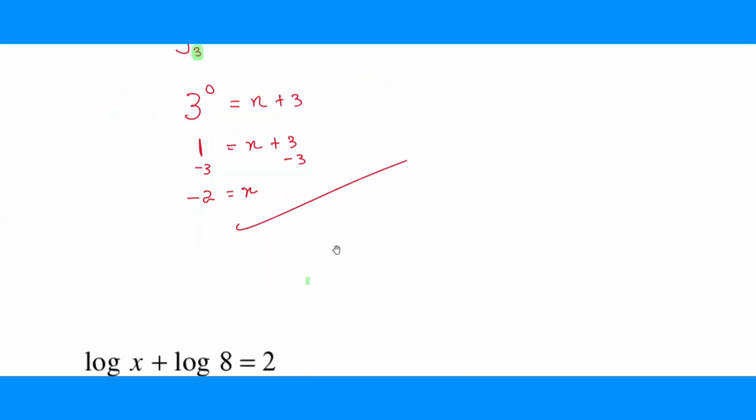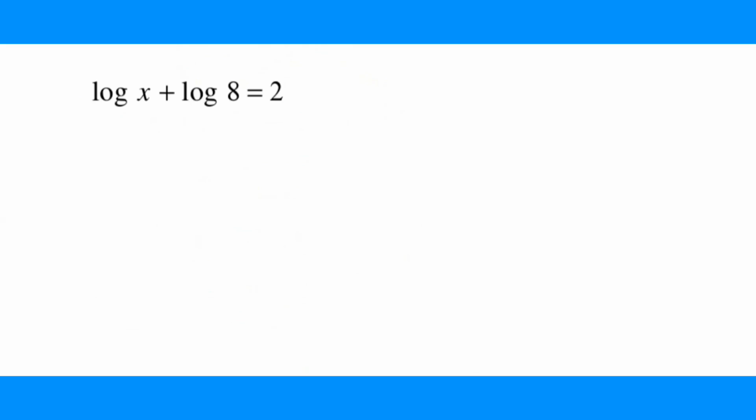Our third and final question goes like this. It says log x plus log 8 is equal to 2. Whenever we're adding logs of the same base, and you can see that both of them have the same base, we can write it as a common log on the left side. Because you're adding, you have to multiply the argument. So this 8 and x becomes 8x, and this is equal to 2. So I took the left side, represented it as a single log, and it is equal to 2.